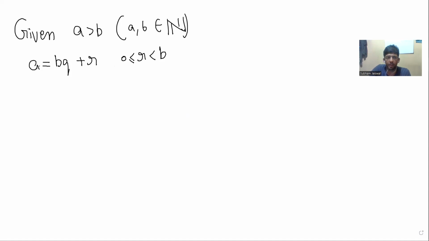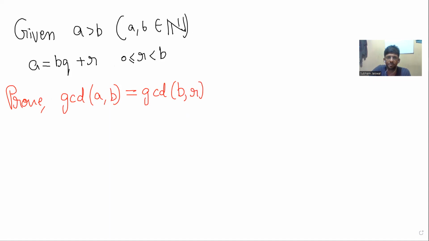Now, let me ask a question. Prove that GCD of a comma b, because we will be asking a similar question in polynomials. So first we do this, try to do this. Prove that GCD of a comma b is equal to GCD of b and r. Okay, let's try this.